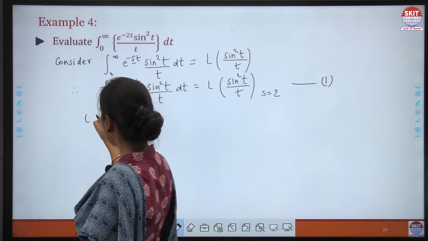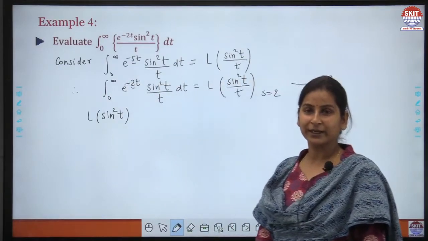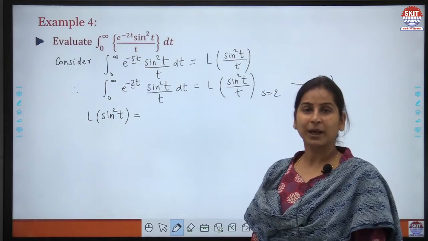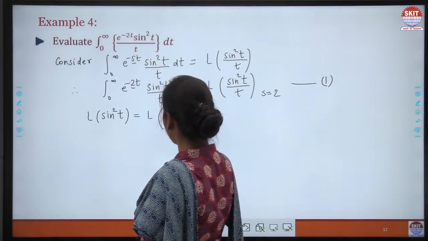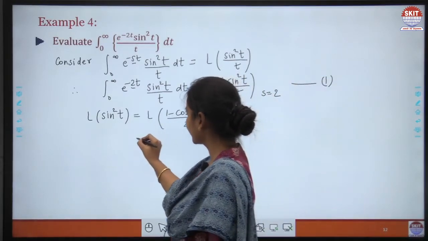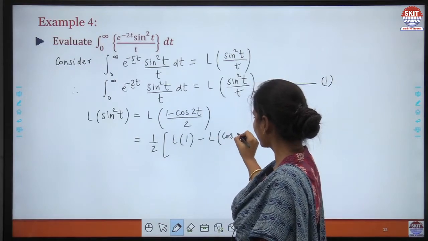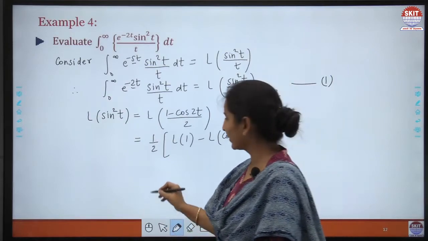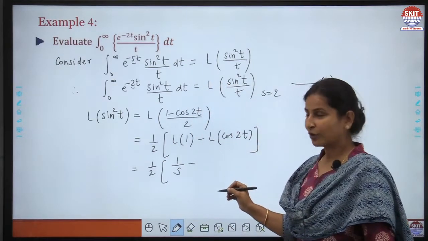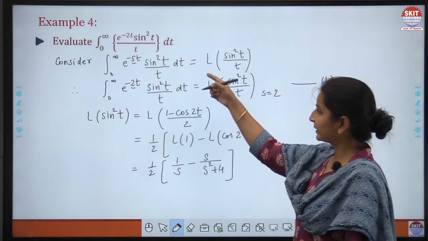So now I proceed as finding the Laplace of sine square t. Now to find out the Laplace of this sine square t, I need to write it in the form of 2 theta. So sine square t can be written as 1 minus cos 2t by 2. So I write Laplace of 1 minus cos 2t by 2. We can apply the linearity property to it. That gives us 1 by 2, then Laplace of 1 minus Laplace of cos 2t. These are again your elementary functions or standard functions. So 1 by 2 as it is, Laplace of 1 is 1 by s, and Laplace of cos 2t is s upon s square plus 4. So we have first calculated the Laplace of sine square t.